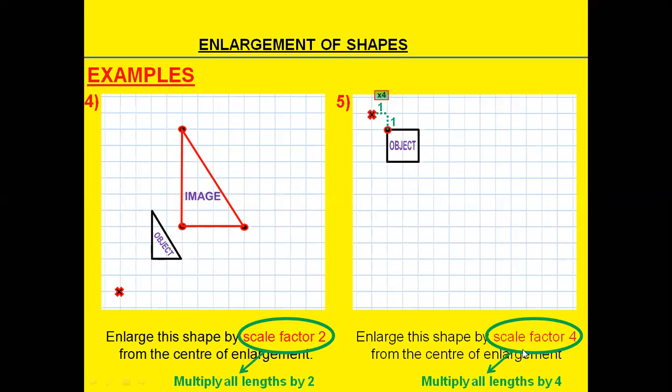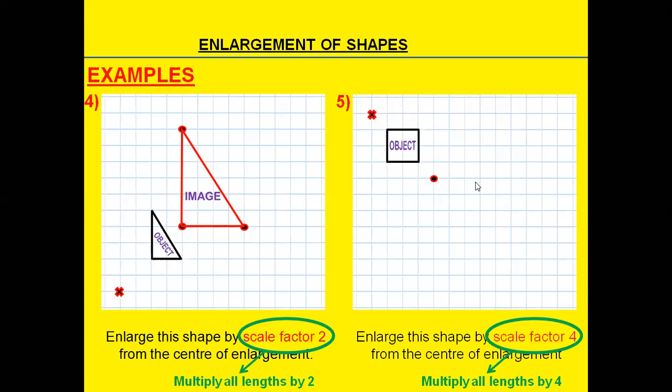The scale factor is 4, so you multiply the distance that you walked by 4. So instead of moving 1 to the right, it becomes 1 times 4. How much is 1 times 4? It's 4. So you go 4 units to the right. 1, 2, 3, 4 units right. And instead of moving 1 unit down, 1 times 4, 4 units down. So you got this point.